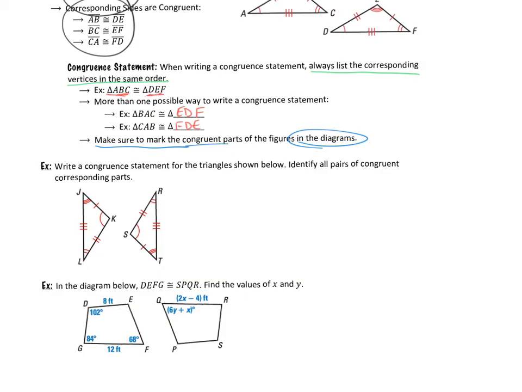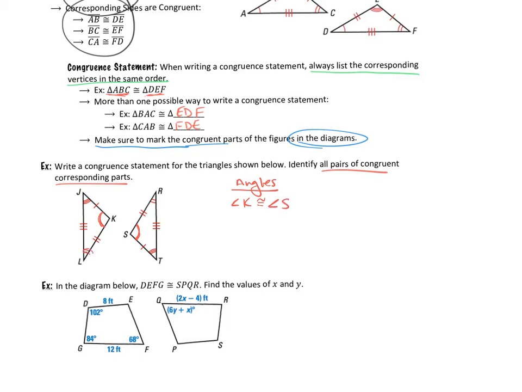In our next example, we're going to write a congruent statement for the triangle shown below. We also have to identify all pairs of congruent corresponding parts. That part may be easier to do first, so we're going to list pairs of angles first. Okay, so if we have K, that has one line in the angle, and that corresponds with S. So we know that angle K is congruent to angle S.